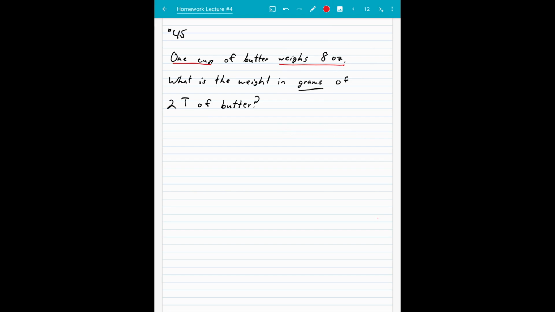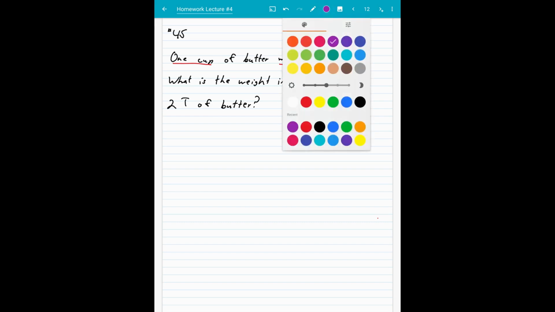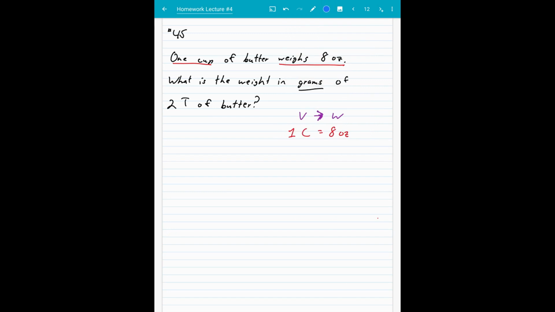So here, let's write that down. This says 1 cup is equal to 8 ounces. This is what we call a volume to weight conversion. Everything else that we've been working on is volume to volume or weight to weight. Here we have a volume to weight conversion. It says, what is the weight in grams of 2 tablespoons of butter? So this is our goal. We want it in grams as our answer.